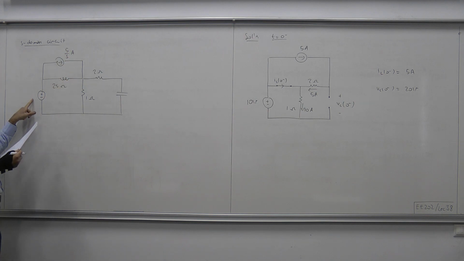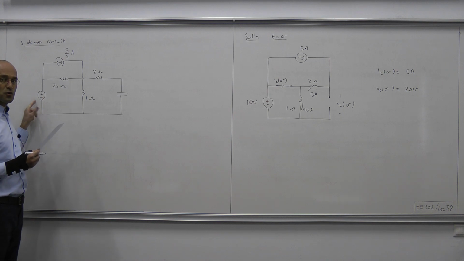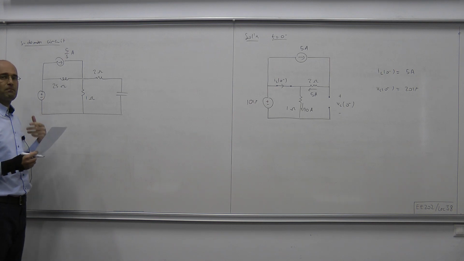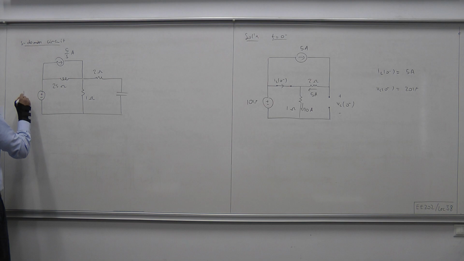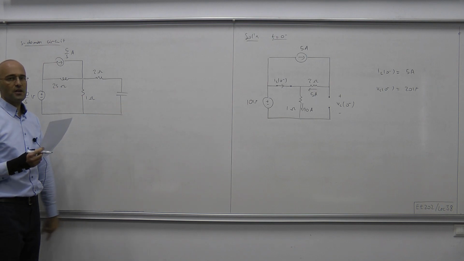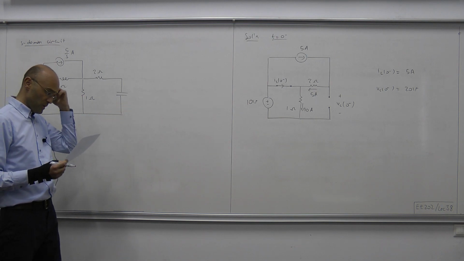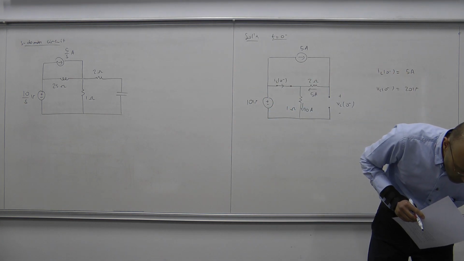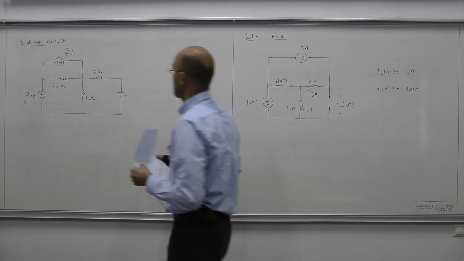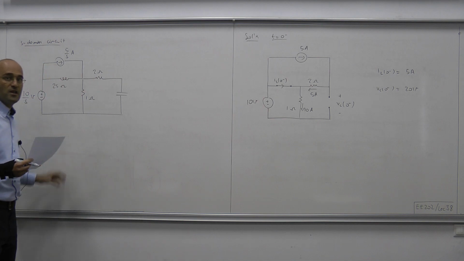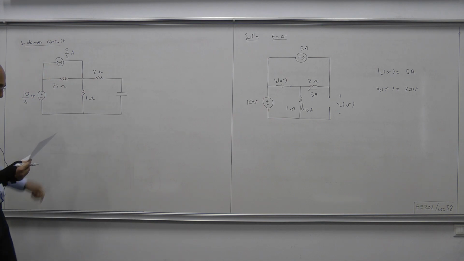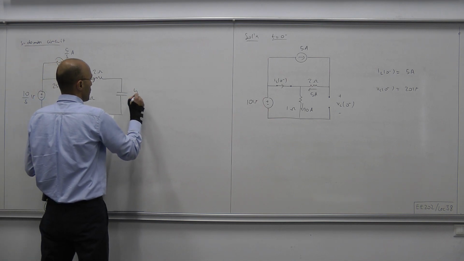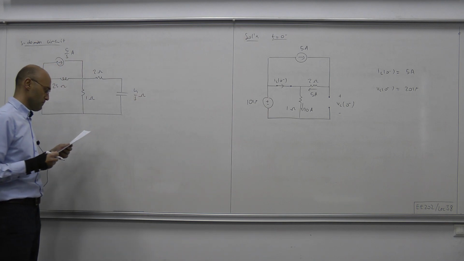Okay, as for this voltage source, it was a constant source in time domain. So in S domain, it's represented by its constant value over S, 10 over S volts. Okay, how about this capacitor? The capacitance was 1 over 4 farads. Its impedance is 1 over SC, so that produces 4 over S ohms.